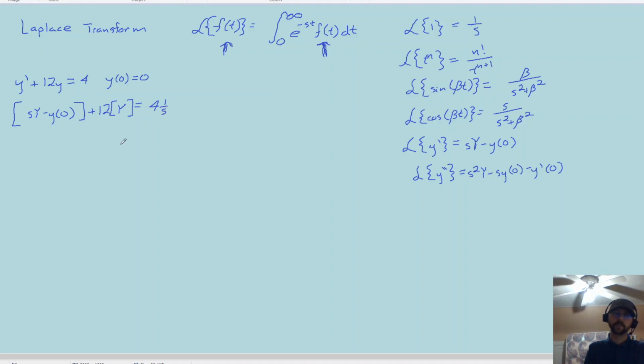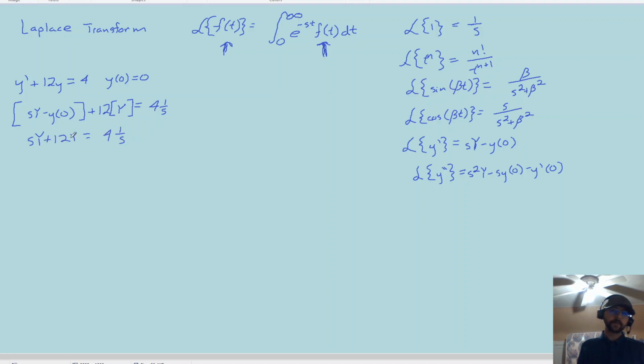My s's and 5's are going to look the same. I apologize. There shouldn't be any 5's in this. These will all be s's. So then what we need to do is plug stuff in. s big Y. I'm going to move this 12y right next to it. Plus 12 big Y. And then minus y of 0, which we're given y of 0 equals 0, so minus 0. There's no need to write it down. Equals 4 times 1 over s.